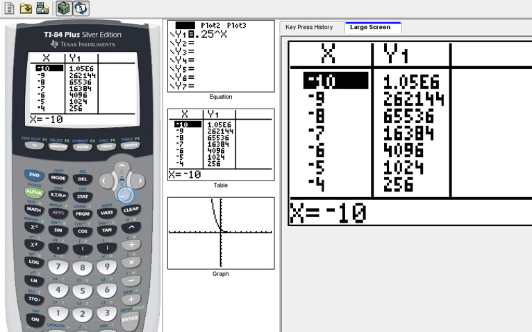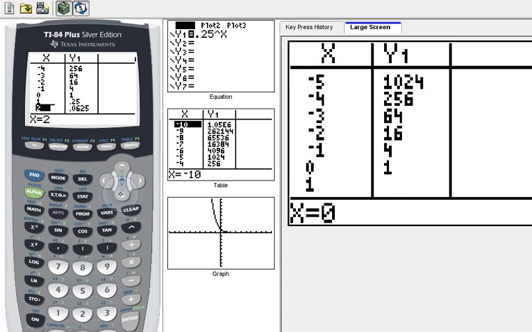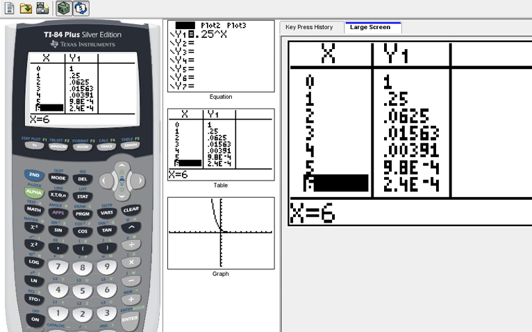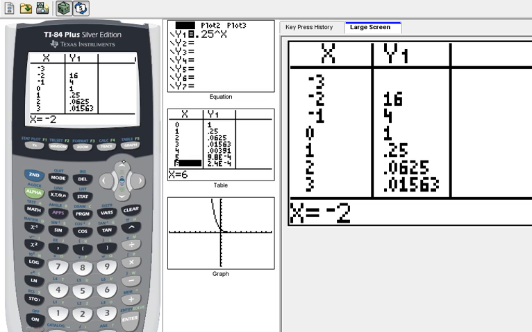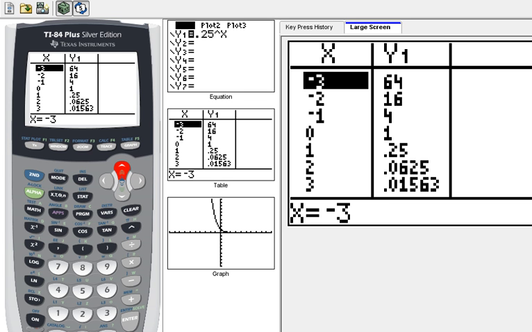And then if we go the other direction, and we scroll up, now our numbers are getting smaller and smaller. 9.8 times 10 to the -4th is 0.00098. 2.4 times 10 to the -4th is 0.00024. So they're getting smaller and closer to 0. Okay? But I want to be able to plot a couple of these points, and so I'm going to use this table to do that.